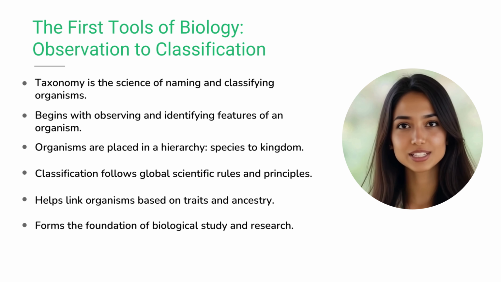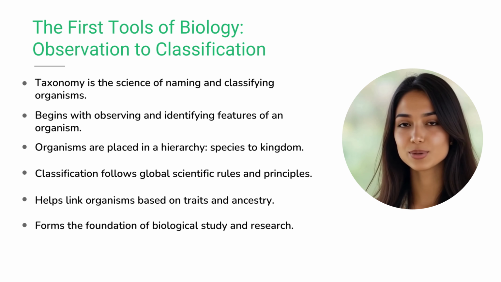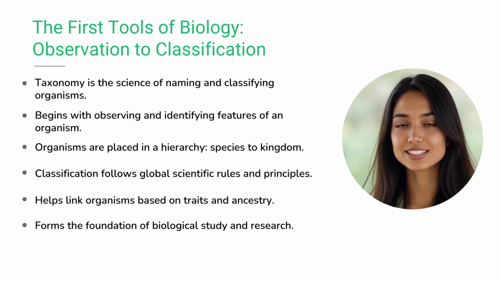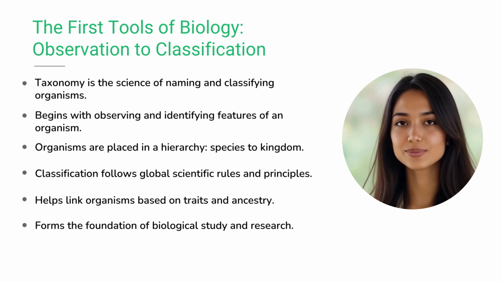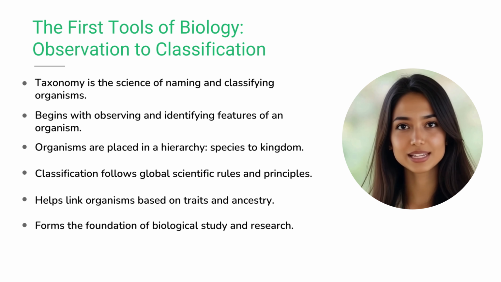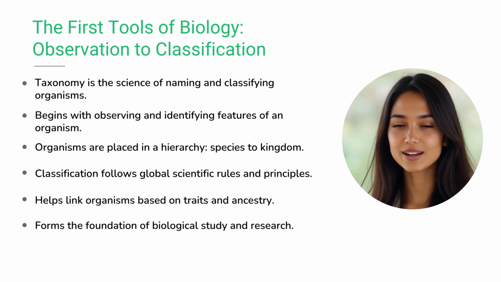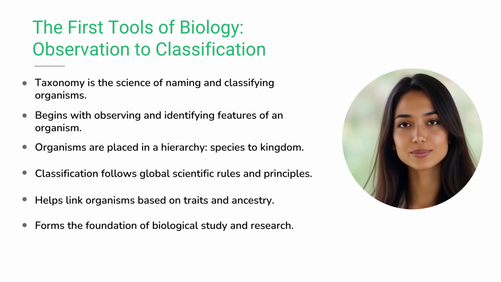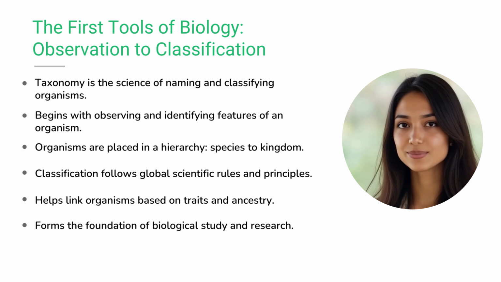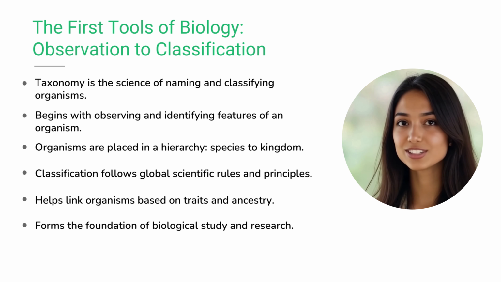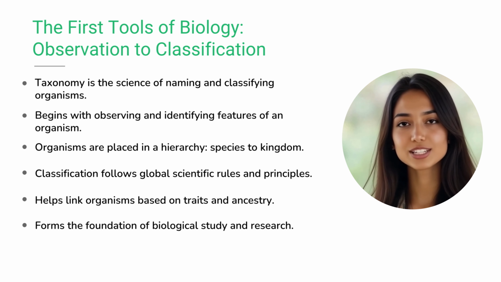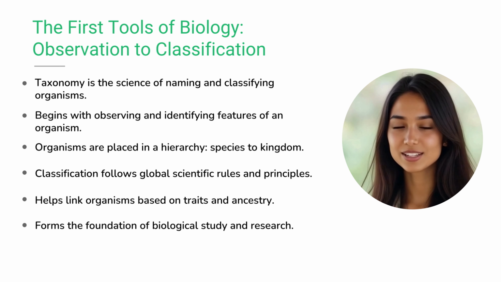Think of a massive library filled with books, but with no labels or sections. Finding anything would be nearly impossible. That's the exact problem biologists face when studying life, unless they organize it. This process is called taxonomy, the science of naming, describing, and classifying living organisms. It starts with a simple observation. You notice a plant or animal, study its features, assign a scientific name, and then place it in a structured system, a taxonomic hierarchy that ranges from species at the bottom to kingdom at the top.